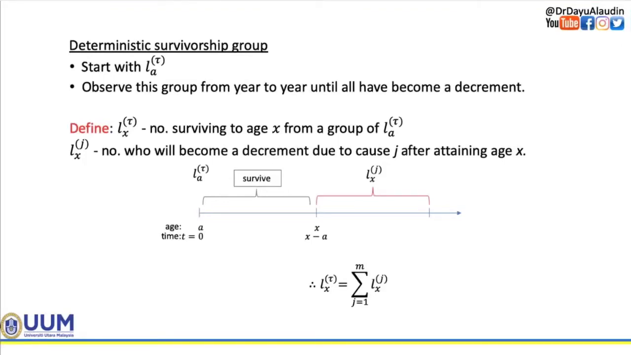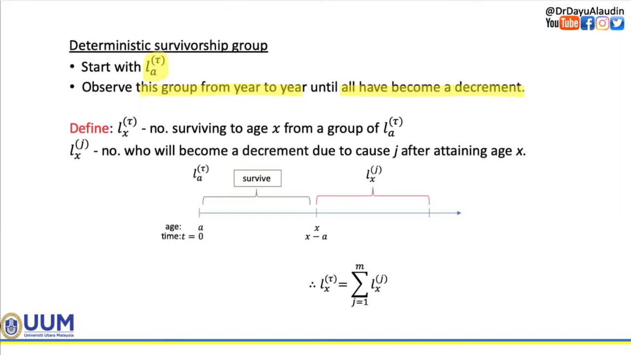Now we move to the next section, which is Deterministic Survivorship Group. We start with l_a^τ. Observe this group from year to year until all have become a decrement. So for Deterministic Survivorship Group, we only focus on one group. Meanwhile, for Random Survivorship Group, we just take random people.